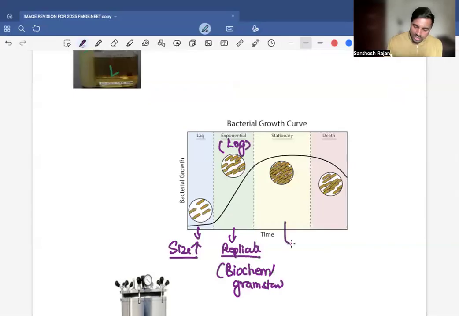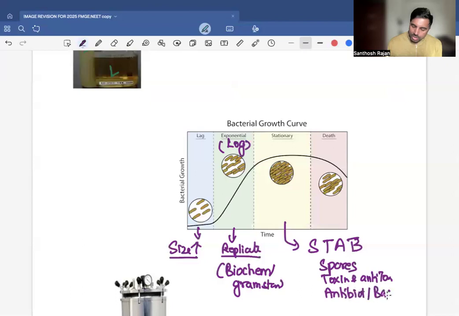In stationary phase, the shortcut is there, STAT, they make it B. So you know spore formation, toxin and antitoxin reaction, your antibiotics and bacteriocin, all production happens in stationary phase. Star. Okay, very important questions. This all can be asked. And death phase, nothing. Okay, nothing to remember there.